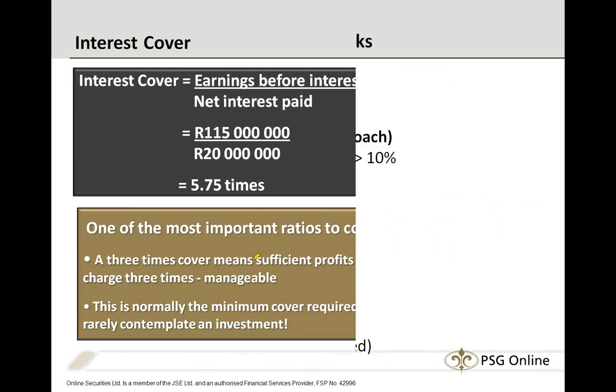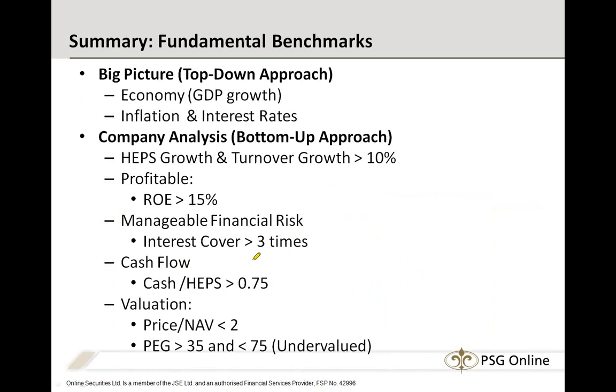So this gives you a quick overview of some of the financial ratios. Remember, we go into more detail in the tutorial, but this is a quick overview. Remember the big picture: macroeconomics is important to see how the economy is doing. Obviously, that will be reflected in the industry and the sectors as such. The 2 most important things to look at are inflation and interest rates. When we look at various benchmarks, remember the bottom-up approach. We're talking about HEPS and turnover growth more than inflation. We conservatively work on 10% plus.